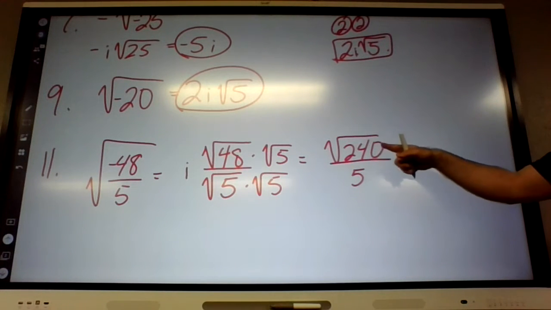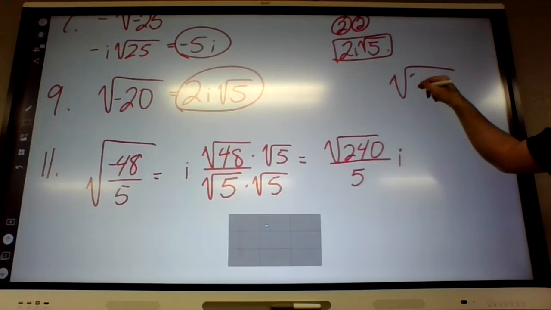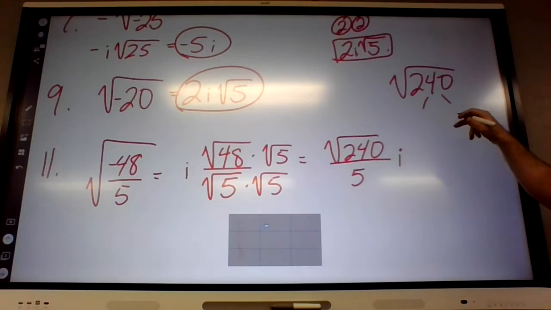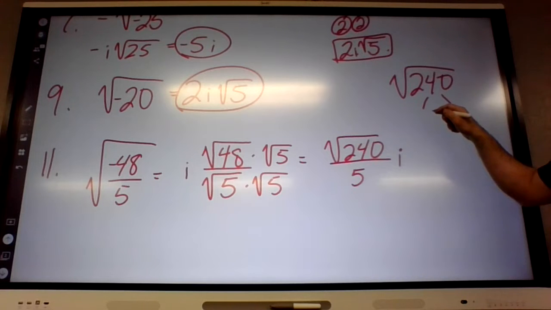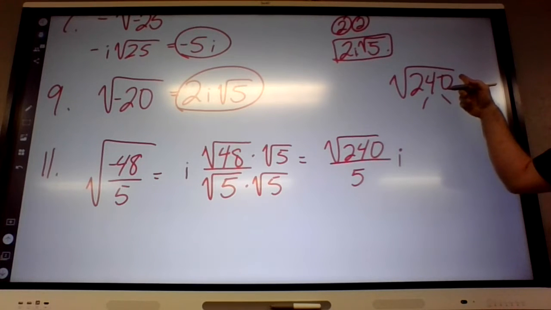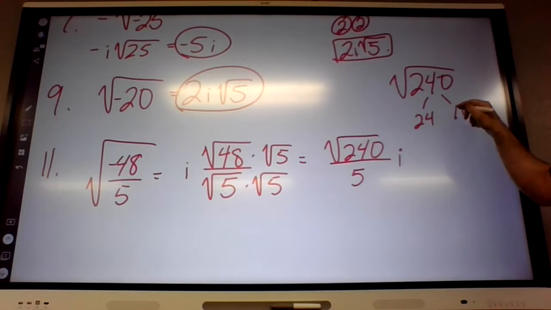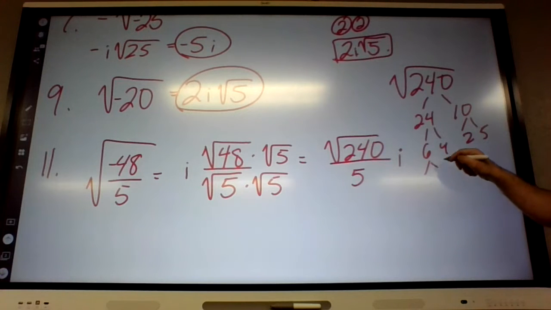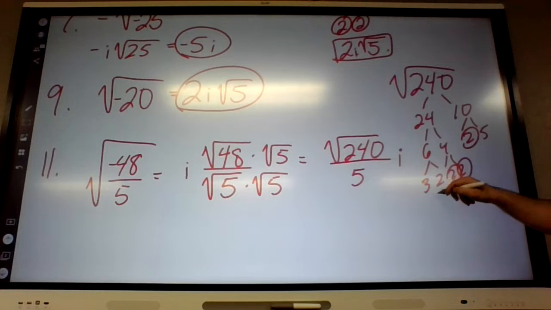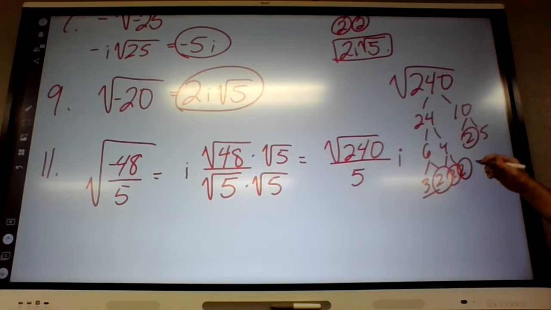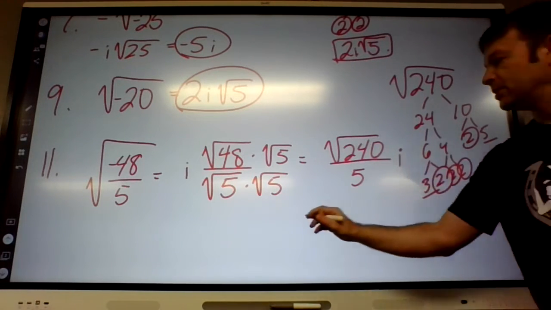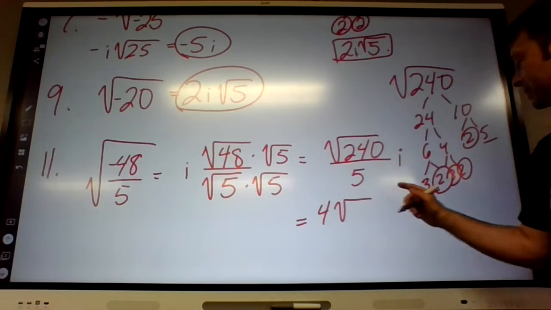The square root of 240, that's definitely got stuff going into it. What goes into 240? If it ends in a 0, 24 times 10. Okay, so I see 2 double 2's and a leftover 3 and 5. So what comes out is 2 times 2, 4. And what's left behind is 3 times 5.